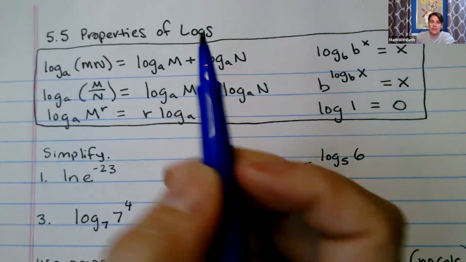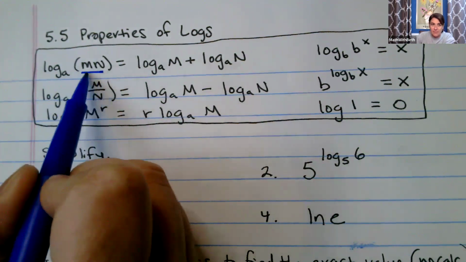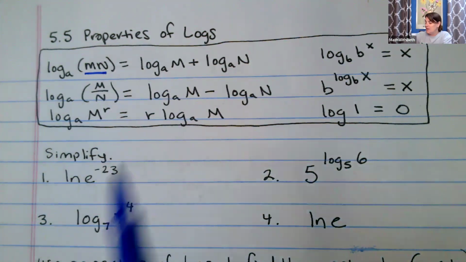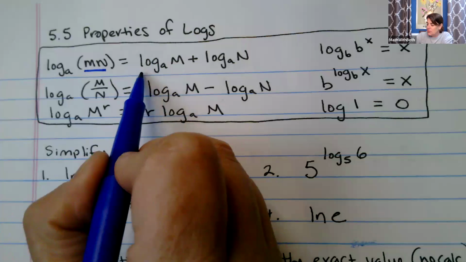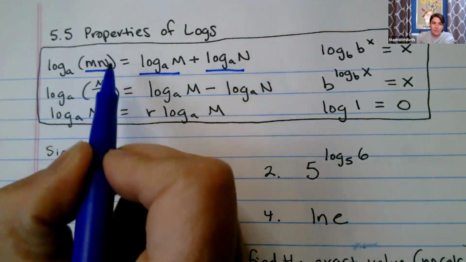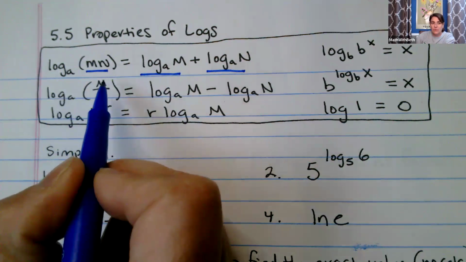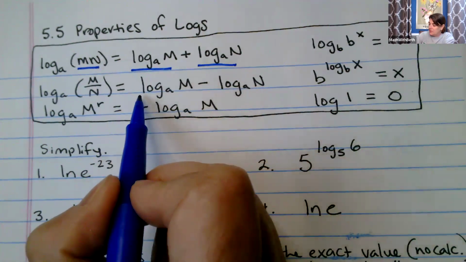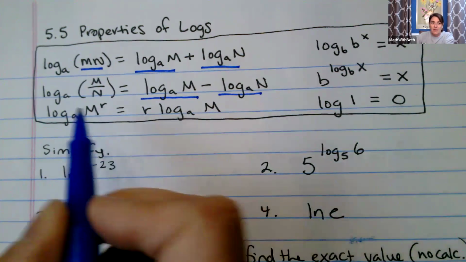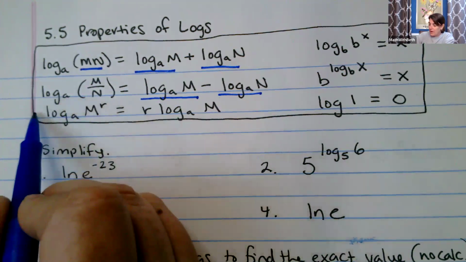Keep in mind that when you have the log of a certain base of more than one thing being multiplied, it might be helpful to split it up into two separate logs being added. For now we're just going to practice it. You're always allowed to do that if there are things being multiplied. Same thing, if you're doing the log of a base of two things being divided, you can split it up into the log of the one minus the log of the other. If you have a log of something to a power, you can bring that power out front.